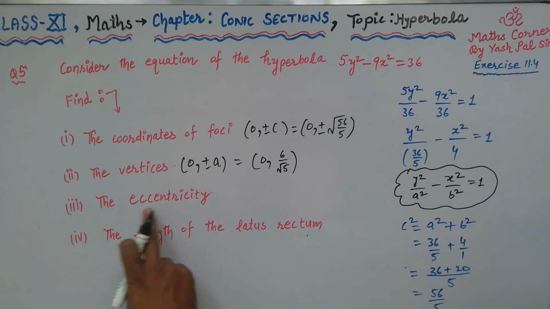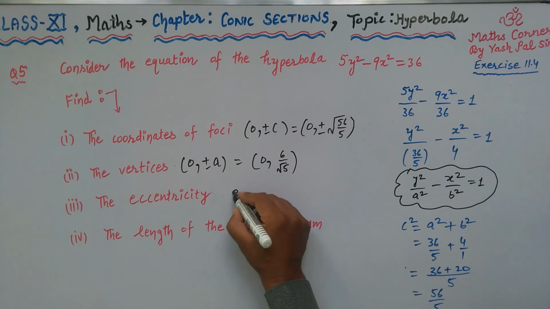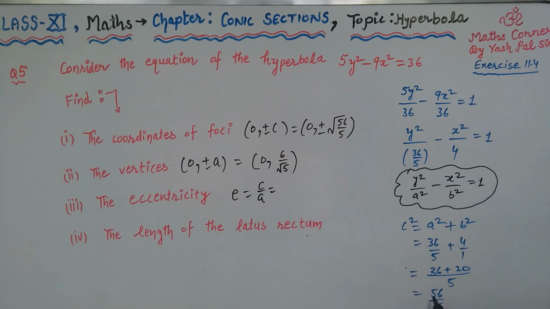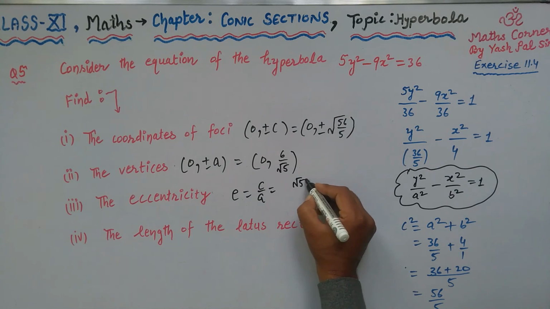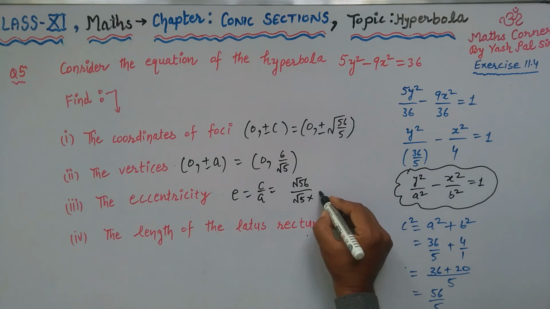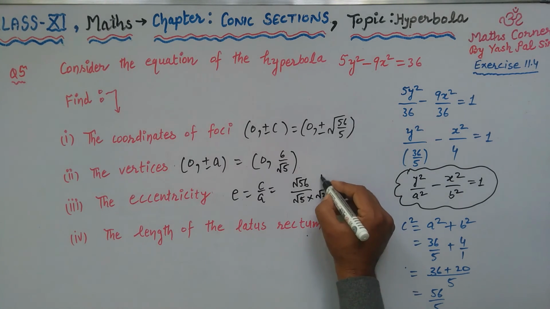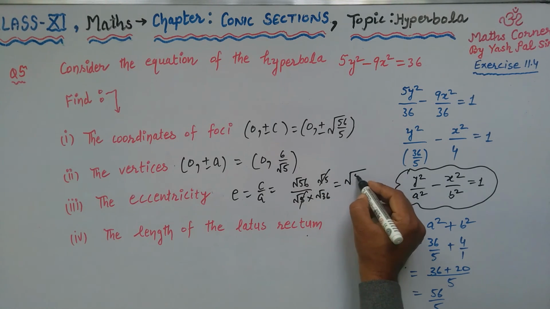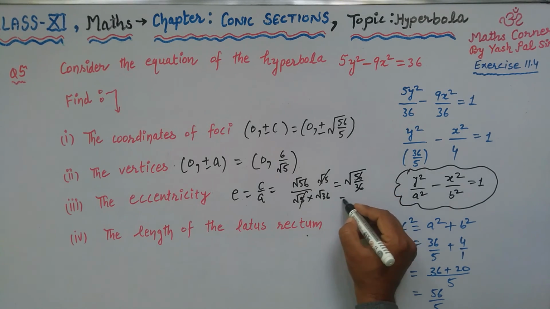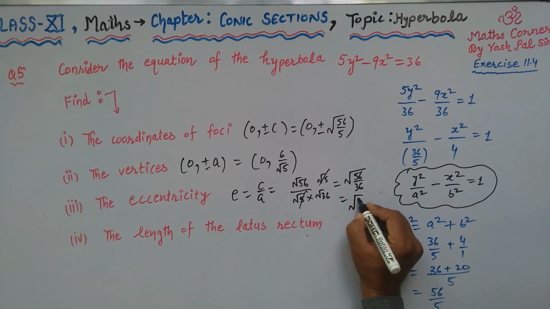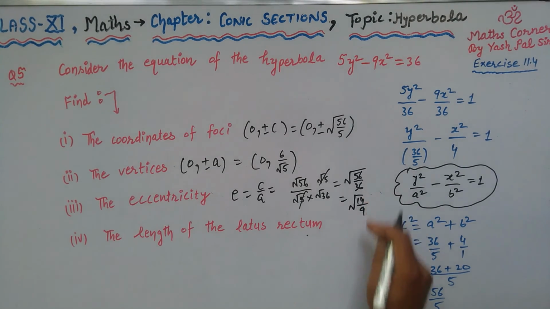Right? Next we have eccentricity. What is eccentricity? Of course this is equal to c upon a. c is square root of 56 upon square root of 5, into a, which is square root of 36 upon square root of 5. So 5 cancelled. We are left with square root of 56 upon 36. Dividing numerator and denominator by 4, we have square root of 14 upon 9. So this is the result.